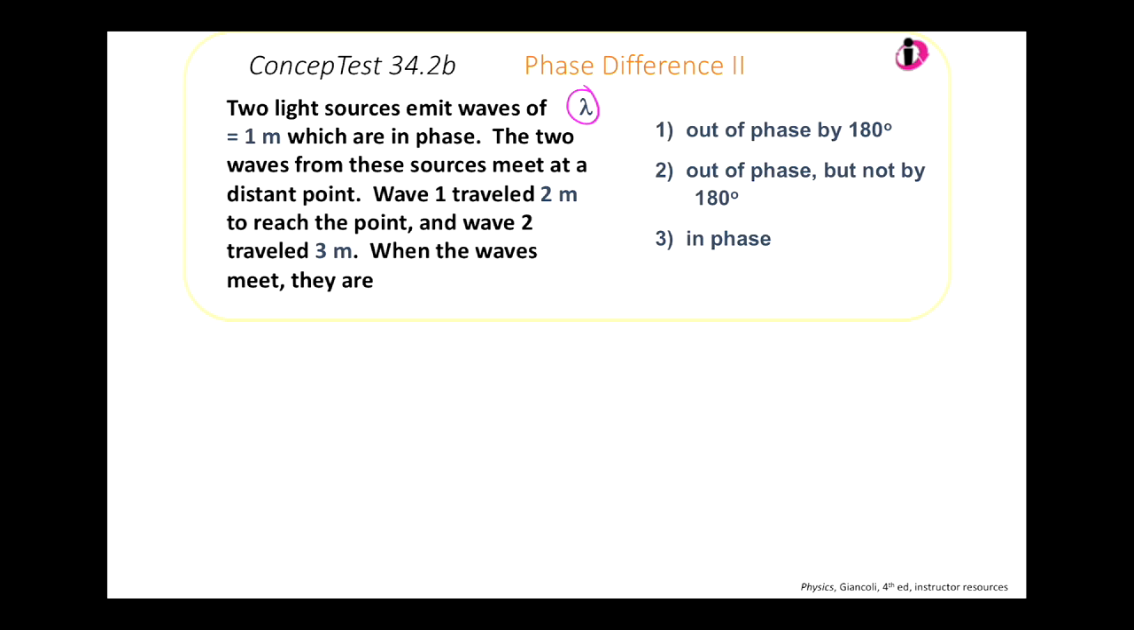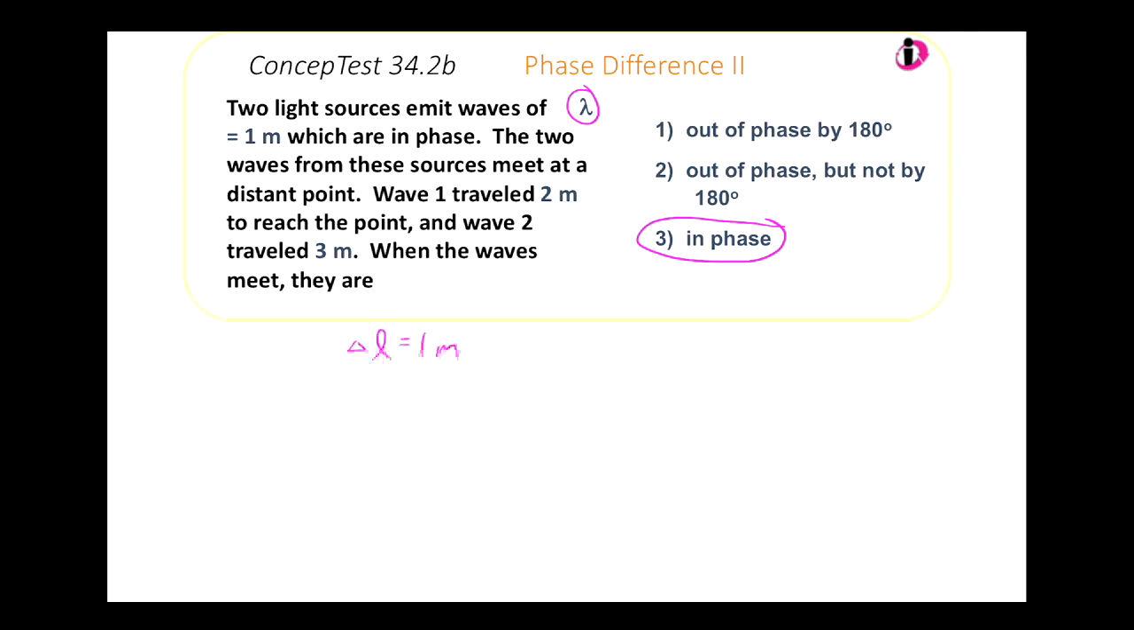Nobody wants to say? Anybody? I see a vote for 3. You think it's 3? Anybody else want to say 3? Why 3? Why are they in phase? Yeah, the difference between the two is exactly 1 wavelength. We could write this as delta L. The path difference is exactly 1 meter, and that is exactly 1 wavelength. So if they start in phase, they're going to end up at the exact same point in their oscillation.